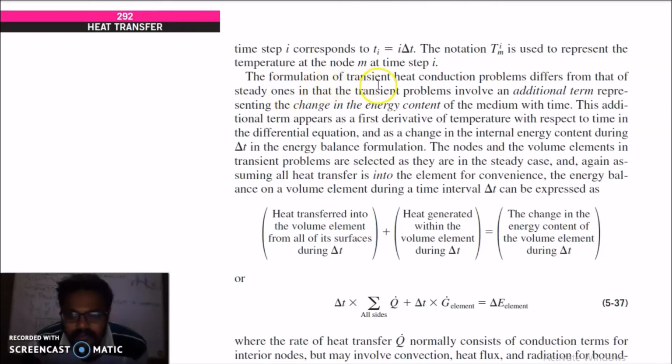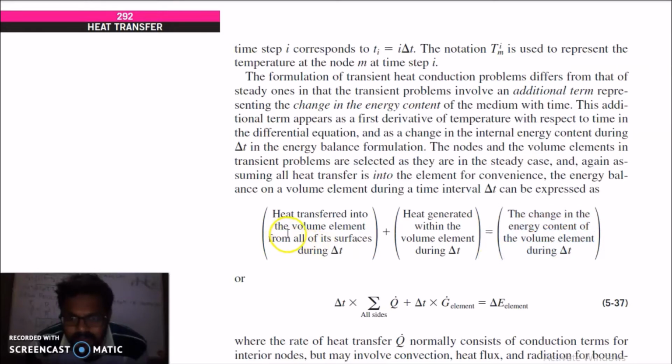The formulation of transient heat conduction problems differs from that of steady ones in that the transient problem involves an additional term representing the change in energy content of the medium with time. This additional term appears as a first derivative of temperature with respect to time in the differential equation, and as a change in internal energy content during Δt in the energy balance formulation.